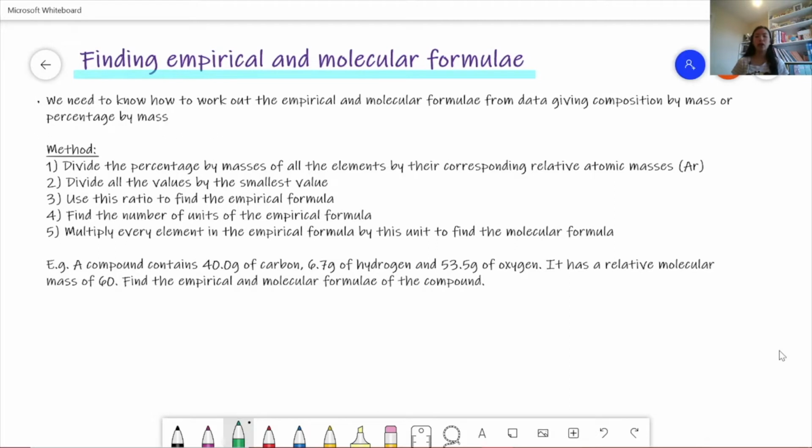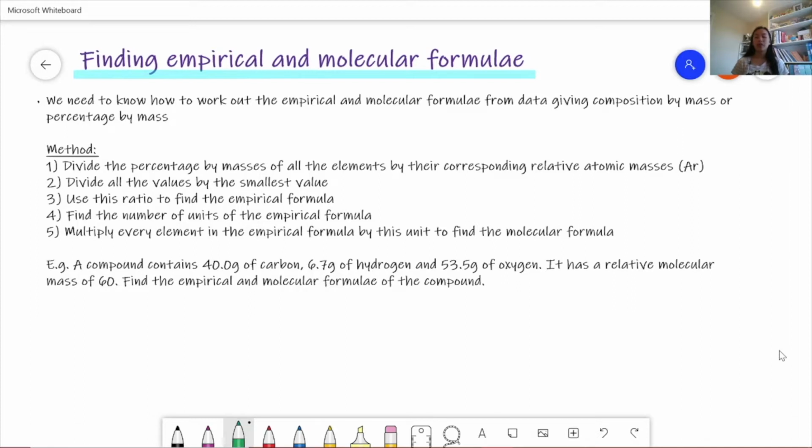So we need to know how to work out both of these formulae from data giving composition by mass or percentage by mass. So we have a general method. The first step is to divide the percentage by masses or the composition by masses, depending on what you get in the question, of all the elements by their corresponding relative atomic masses. This is basically to find how many moles we have of everything. Then we divide all the values by the smallest value. This gives us the simplest whole number ratio. Then we use this ratio to find the empirical formula. And if we want to find the molecular formula, we multiply every element in the empirical formula by this unit.